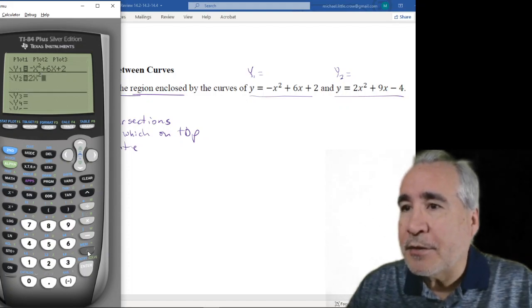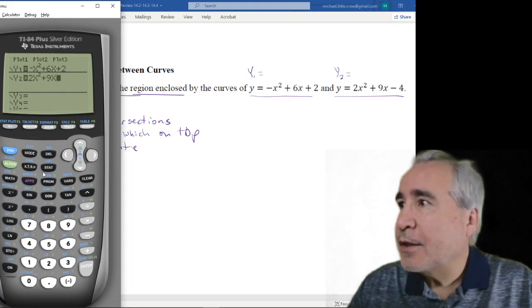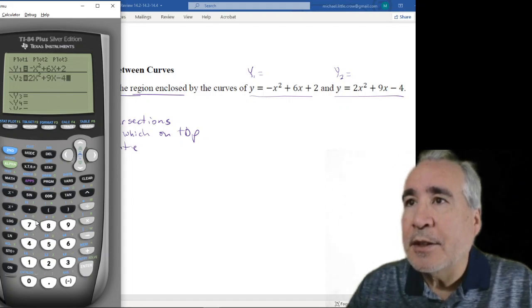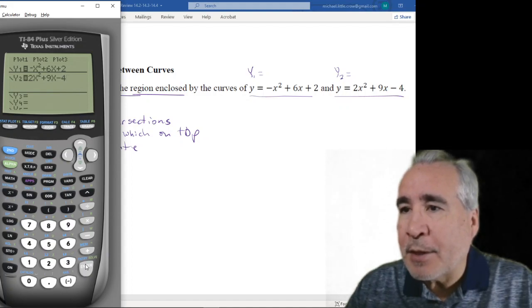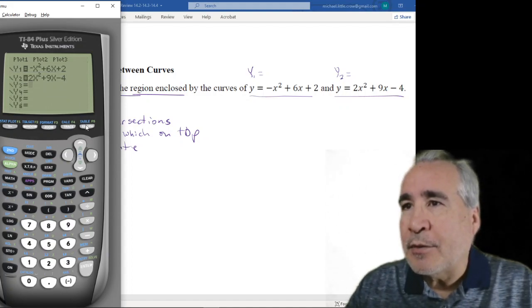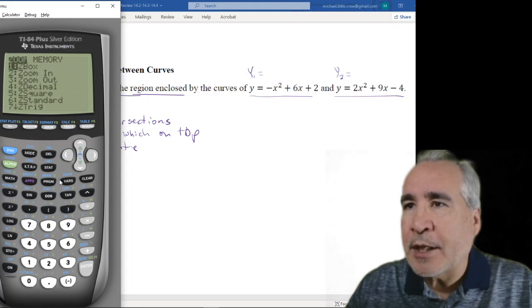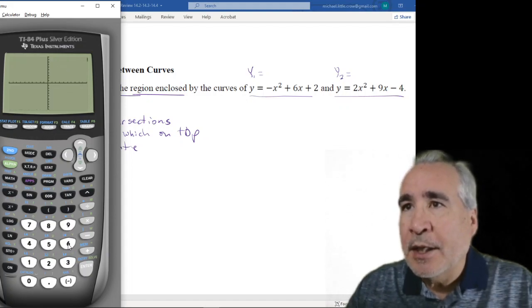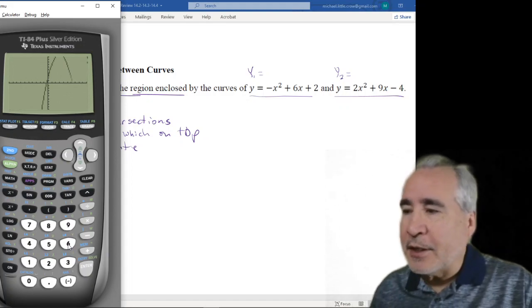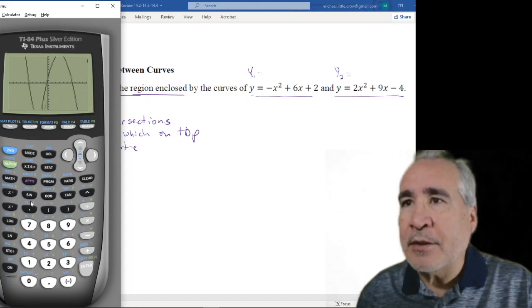Come over here, plus 9x minus 4. So we do a check. Okay, now that's looking better. I'm going to graph it. Now I'm going to do a zoom standard and I'll show you, because part of this is getting a good fitting window. This one does not fit perfectly into a standard window, but it does okay.